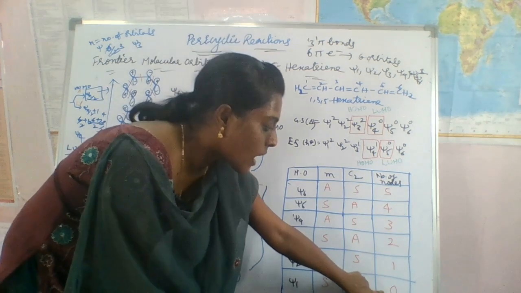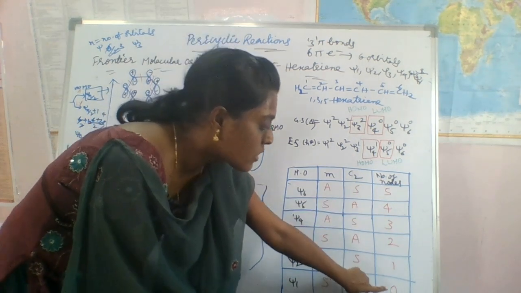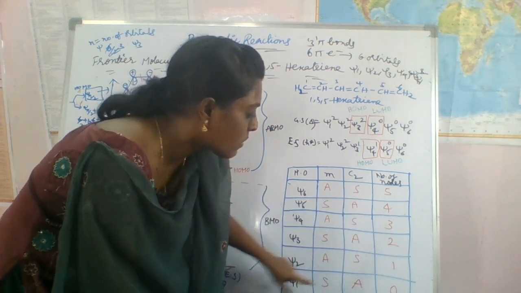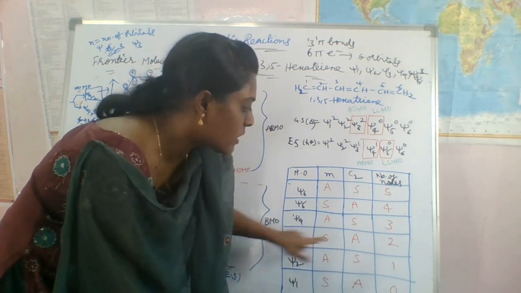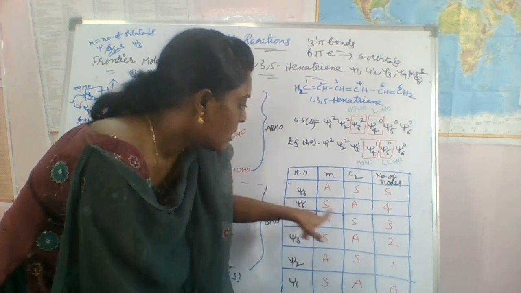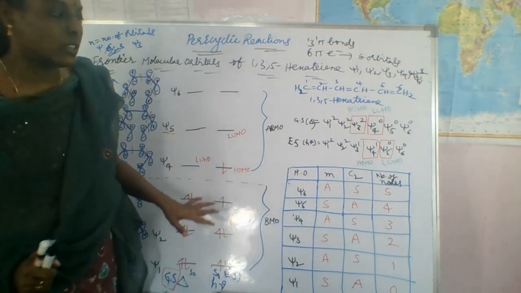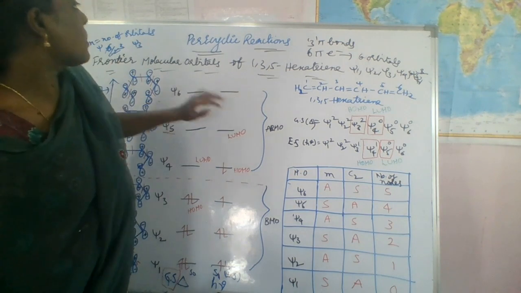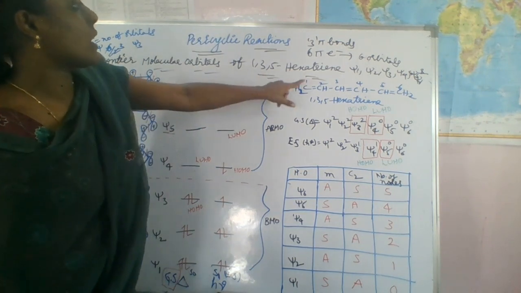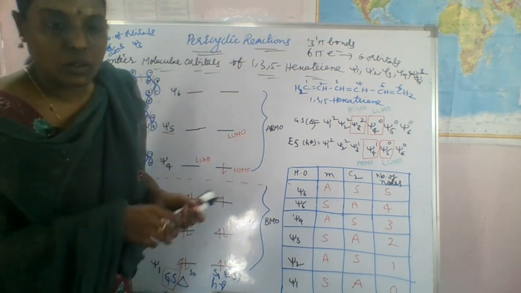So you can calculate the number of nodes like this: 0, 1, 2, 3, 4, 5. For Psi 1, 0; Psi 2, 1; Psi 3, 2; Psi 4, 3; Psi 5, 4; Psi 6 is 5, right? So like that, we have to construct this 1, 3, 5 hexatriene, right? Okay.